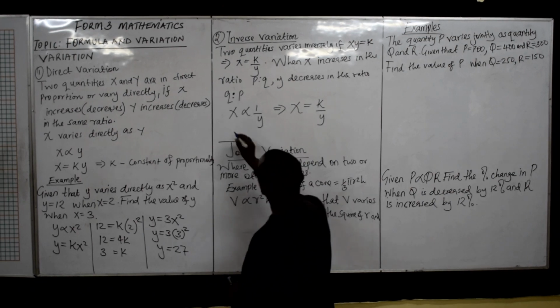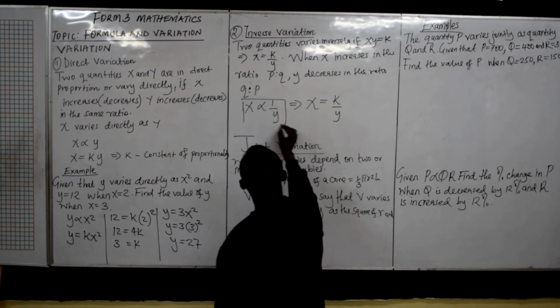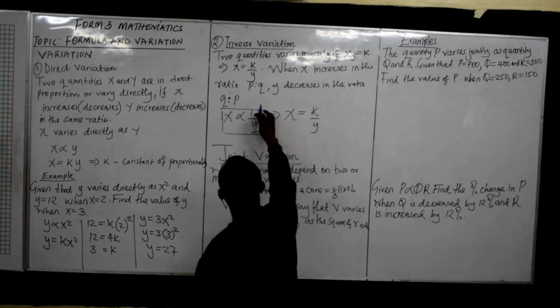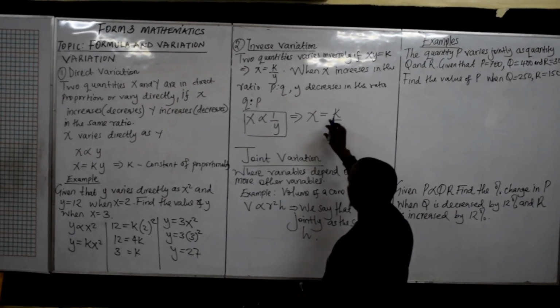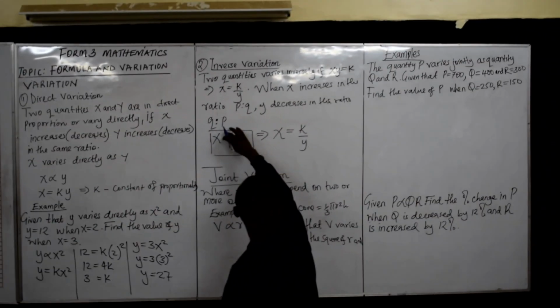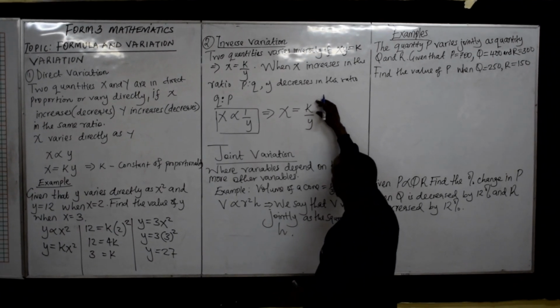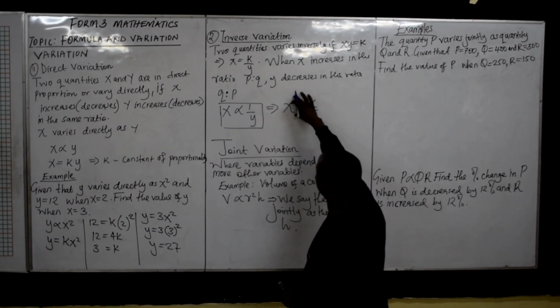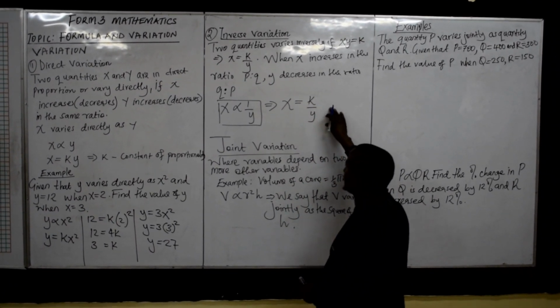So then we write this one as x varies inversely as y. When we move and have it as an equation, we introduce a constant. So we shall have x is equal to k over y.